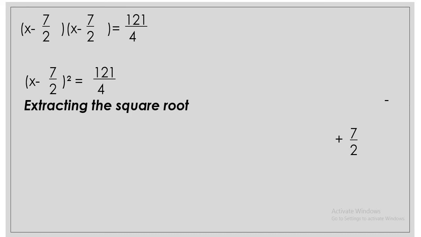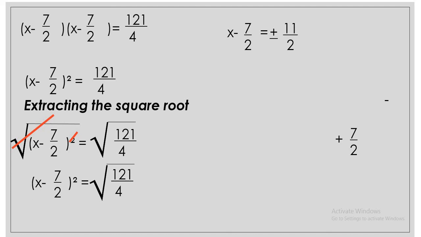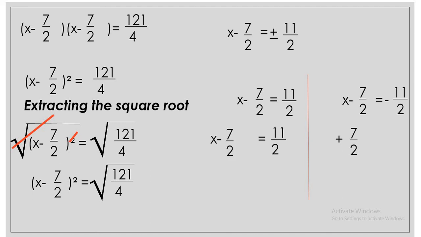Then we will do the extracting the square root. Put square root both sides of the equation, then cancel the squared. So you will have x minus 7/2 is equal to square root of 121/4. The square root of 121/4 is 11/2. So we will have two solutions here, positive 11/2 and negative 11/2. Just simplify: x minus 7/2 is equal to 11/2.